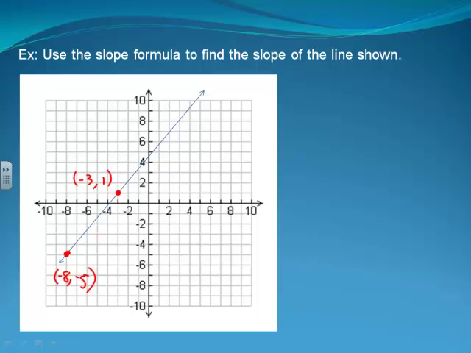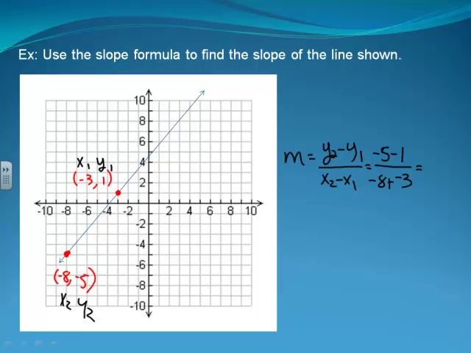We can let one of those points be x1, y1. Let the second point be x2, y2. Put that into our slope formula and see what we get. y2 minus y1, as I have it labeled, is negative 5 minus 1. And x2 minus x1, as I have it labeled, would be negative 8 minus negative 3.